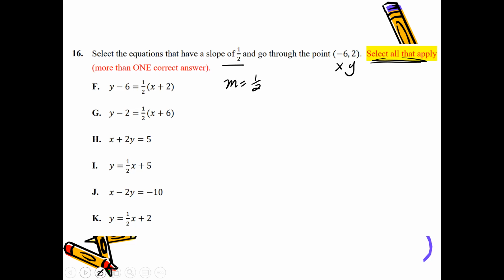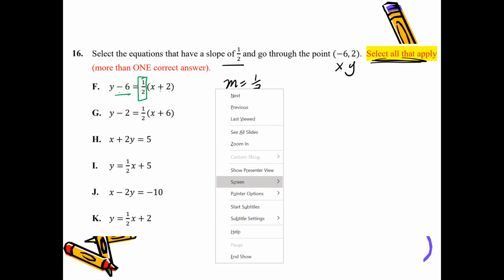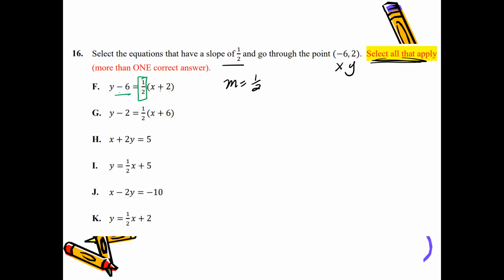Okay, so if I look at F right there, for F, your slope is 1/2. And then if I plug in the numbers here, y minus 6, x plus 2. If you're not sure, let's go ahead and take a look at the answers. Okay, so I go to number 16.